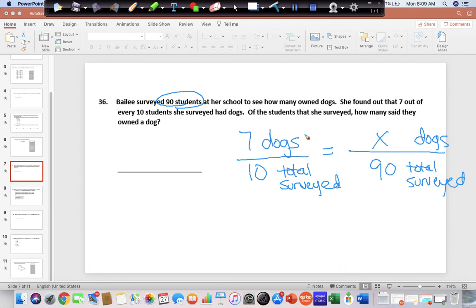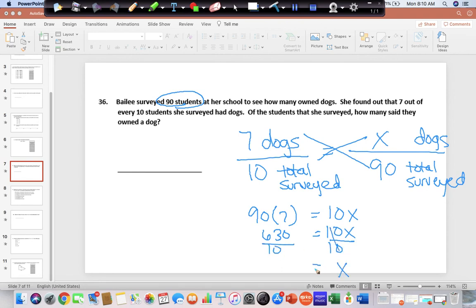We're then going to cross multiply. So 90 times 7 and 10 times x. 90 times 7 is 630. 9 times 7 is 63, so we just put that 0 on the end. And 10 times x is 10x, and to solve a multiplication equation, we have to do the opposite and divide. So we are going to divide both sides by 10. 10 divided by 10 is 1, and 1 times x is x. And 630 divided by 10, we can just cut off these zeros, and our answer will be 63.